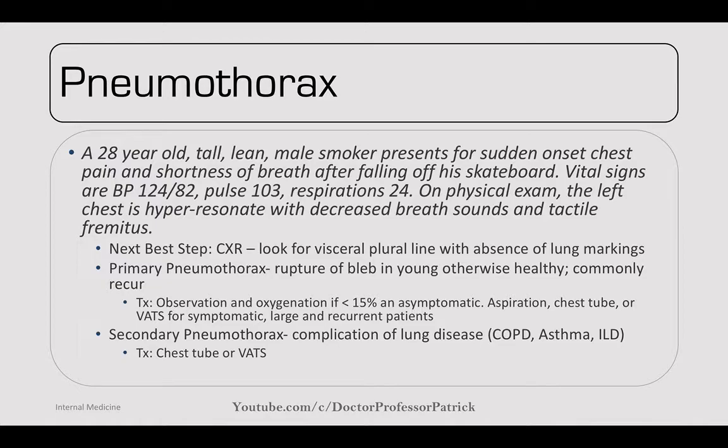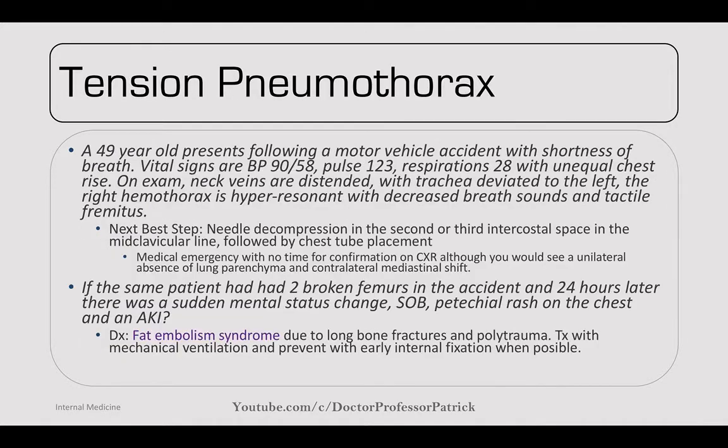So a primary pneumothorax is a rupture of a bleb in a young, otherwise healthy patient, and they commonly recur. You want to treat it with observation and oxygenation if it's less than 15% occlusive and asymptomatic; if there's aspiration, chest tube, or VATS for symptomatic, large, and recurrent patients. A secondary pneumothorax is a complication of lung disease, think COPD, asthma, or interstitial lung disease, and you want to treat this with a chest tube or a VATS.